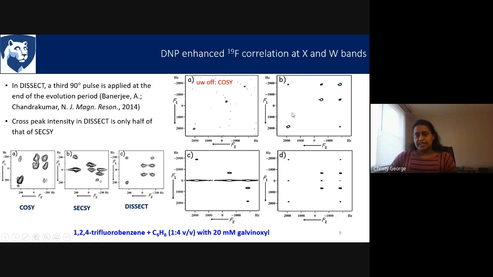But when we do the experiments with DNP, you can see that cross peaks are showing up, and these cross peaks, which have different chemical shifts on the two different axes, give us the information that these two peaks, for example, are coupled or close to each other in the molecule. So with the DNP, we saw all the expected cross peaks, whereas without the DNP, we couldn't see them.